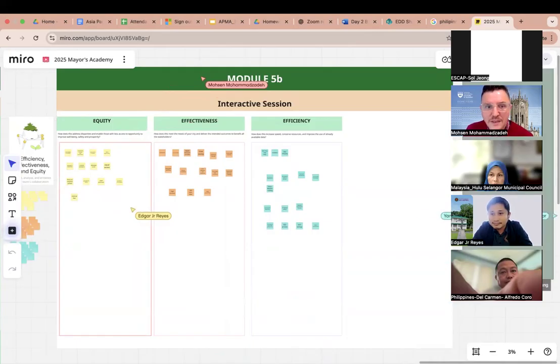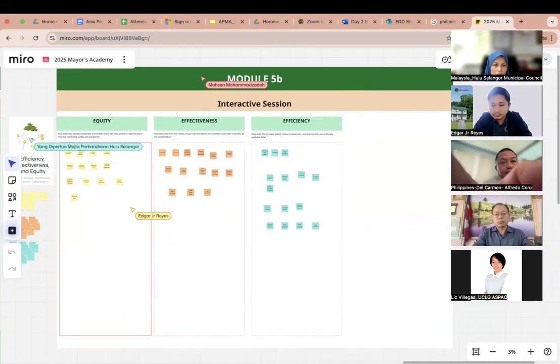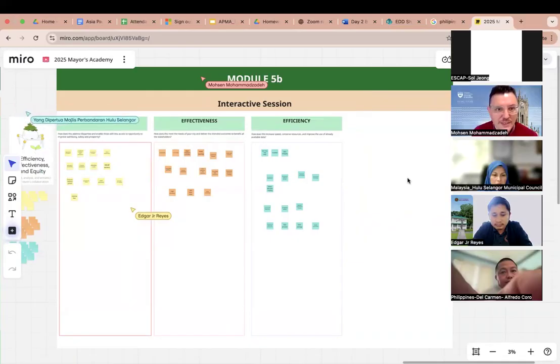You can explain the technology used in your city and how that technology increases the equity, effectiveness, and efficiency in your cities. Which honorable mayor wants to start to discuss this?